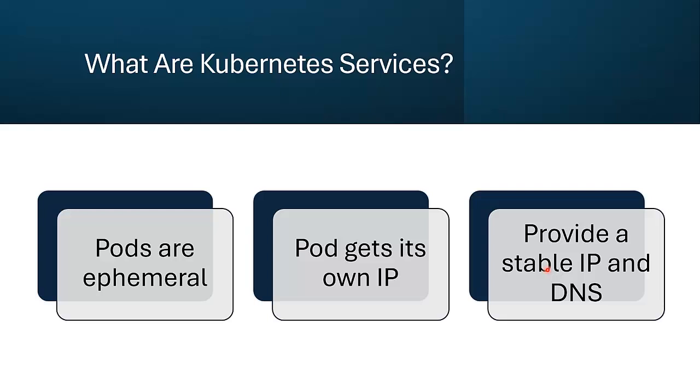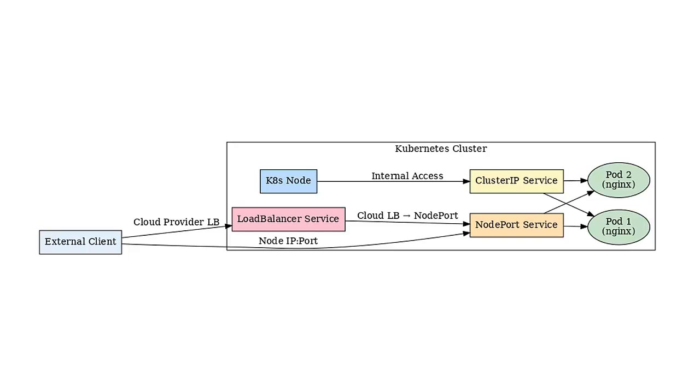Now let's look at the different types of services with the help of a diagram to make it clear. In the Kubernetes cluster, we have three types of service. First is ClusterIP, second is NodePort service, and the third is load balancer. ClusterIP is the default type of service. It is only accessible from within the cluster, typically used for internal communication. In the diagram, the arrow labeled internal access, you can see the traffic flowing from the Kubernetes node to the ClusterIP service, which then routes to the respective pods.